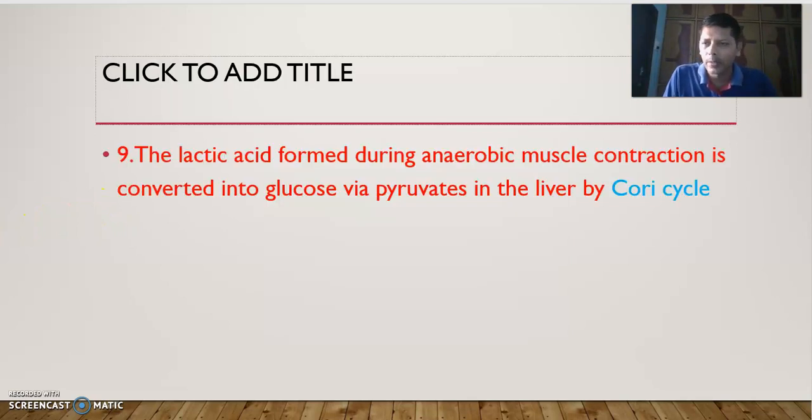Next one, this is the Cori cycle, very important. You will be learning more about this Cori cycle in the coming lessons on the muscular system. Lactic acid, you all know very well about lactic acid. When you do vigorous exercise, lactic acid is formed in our muscles. Lactic acid formed during anaerobic muscle contraction is converted to glucose via pyruvate. This cycle also takes place in the liver. This cycle is called the Cori cycle.